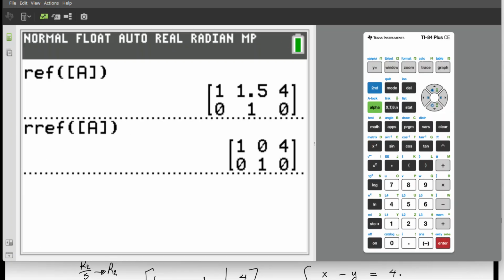And as you can see, it says on the screen 1, 0, 4, 0, 1, 0. So from the second line, we can read that y is equal to 0. From the first line, we can read that 1x, 0y is 4. So that means 1x is 4, meaning x is 4. So that's how you do this with the calculator. And from this point on, I'm just going to use the calculator for every problem remaining in this section.